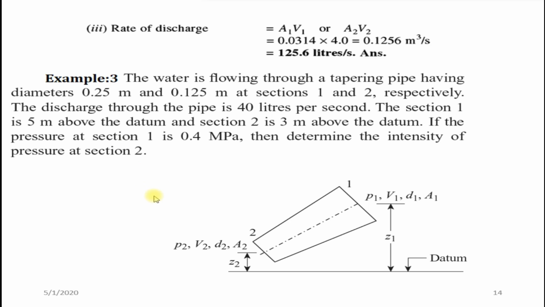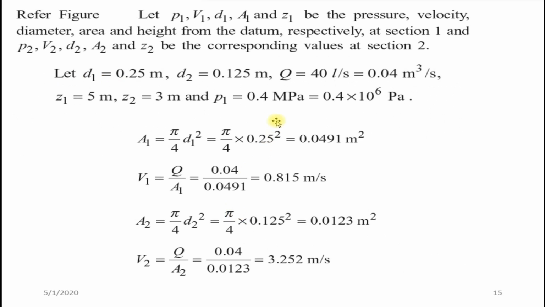Now we have to apply the Bernoulli's equation, that is P by rho g plus V square by 2g plus Z is equal to constant. At section 1 you have to apply, at section 2 also you have to apply. At section 1 all suffix 1 will come, at section 2 suffix 2 will come in the Bernoulli's equation. So now we will see the given data.